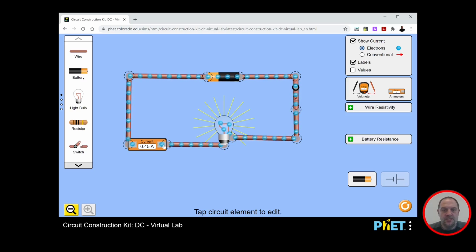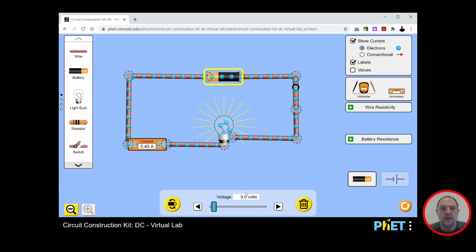Which values stay the same? Well, you only have the current over here. You have the resistance over here. Well, let's click on the battery. What does the battery give me? The battery gives me a potential difference of 9 volt, and I didn't change this value. So the one that was constant in this case was the potential difference.